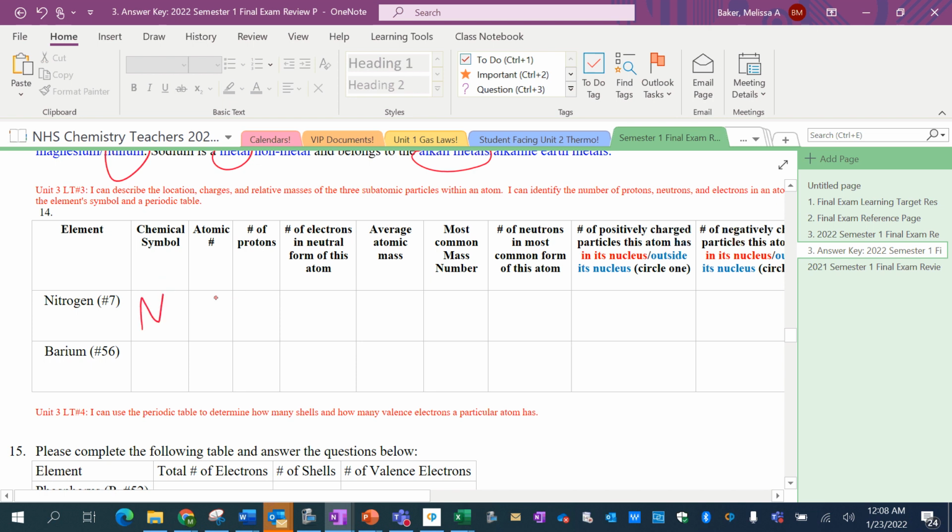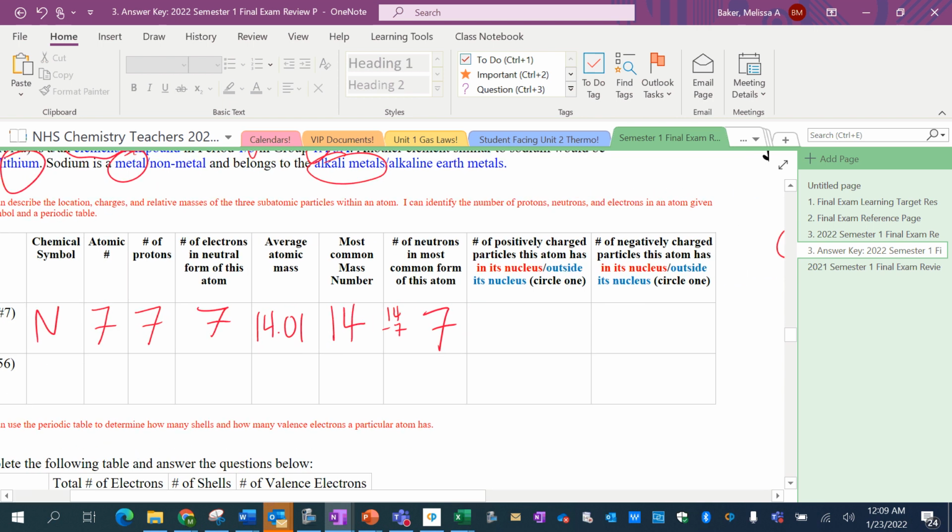Nitrogen is an N. It's atomic number 7. So that means it has 7 protons and 7 electrons if it's neutral. The average atomic mass, I think, is 14.01, which means rounded to the nearest whole number is its most common mass number. So the number of neutrons in its most common form would be the mass number minus the number of protons. So still 7. It would have 7 positively charged protons in its nucleus, and it would have 7 negatively charged electrons outside the nucleus.